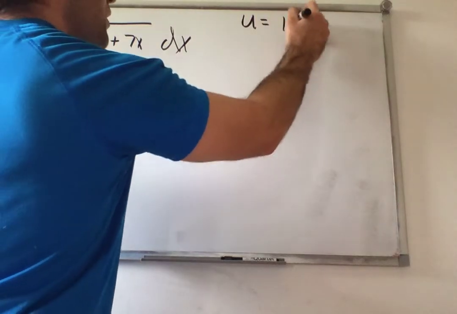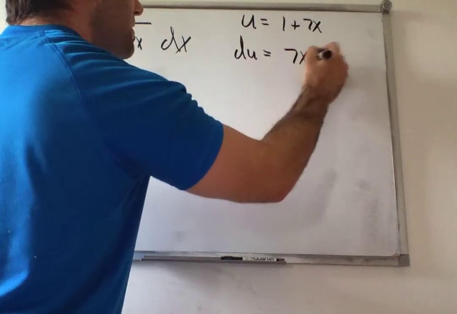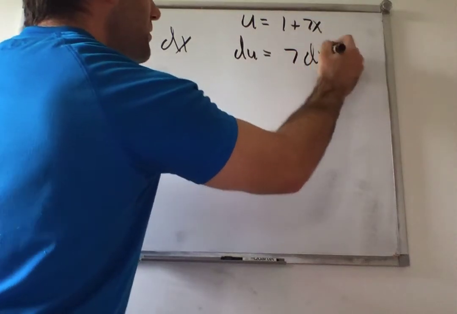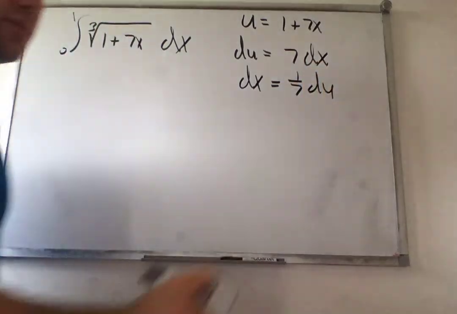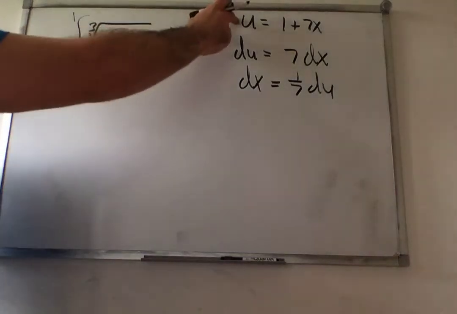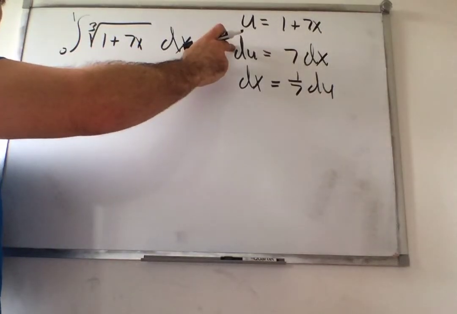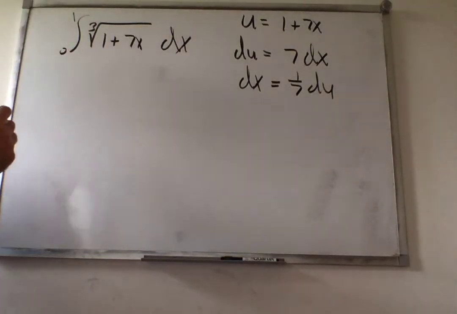u is equal to 1 plus 7x. du is equal to 7x, not 7x, 7dx. So if I solve for dx, I get 1/7 du. Here's my u, took the derivative, solved for dx. That's all I did. Let's go ahead and plug everything in.